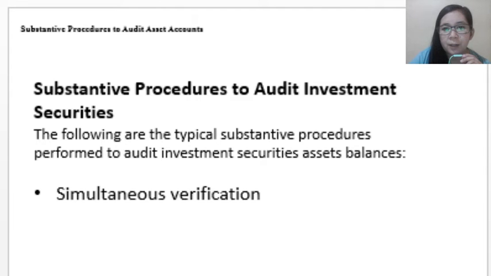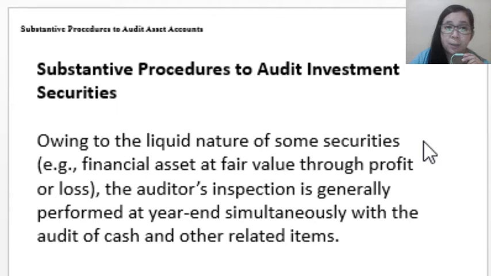Another, owing to the liquid nature of some securities, for example the financial asset at fair value through profit or loss, the auditor can inspect these securities normally at year end, simultaneously with the audit of cash and other related items. So in this case, aside from the investment account, he can also audit at the same time the other accounts. Aside from auditing investment securities, he can also touch cash and other related items, and also perform other substantive procedures that are applicable to that specific account.